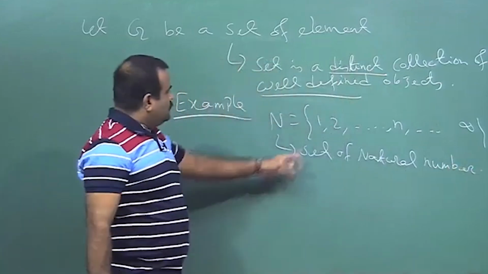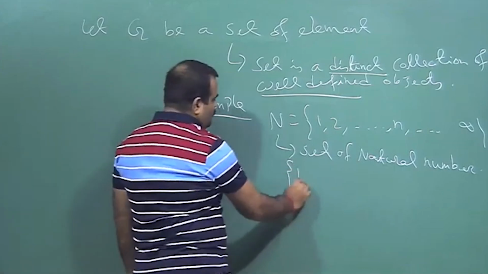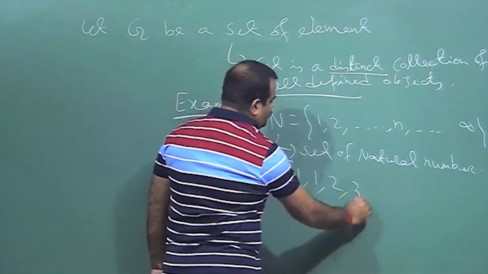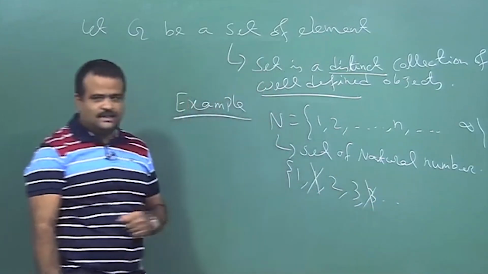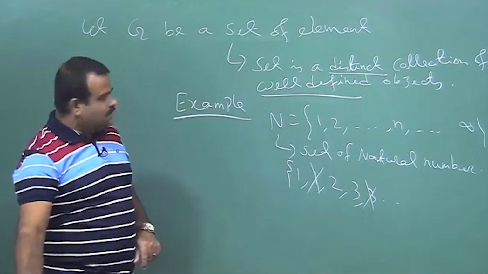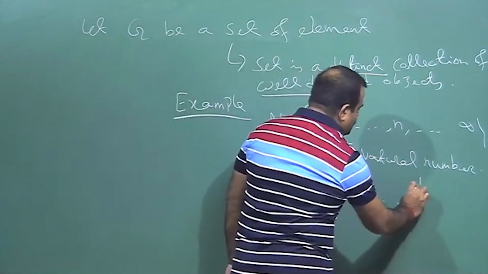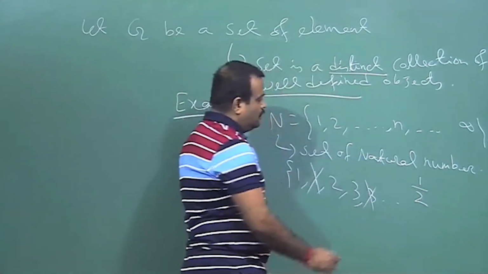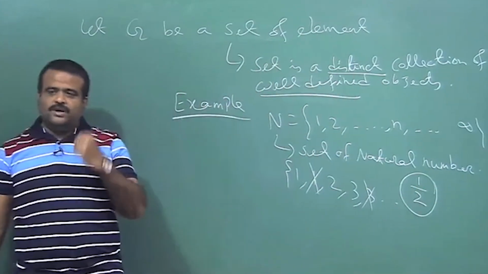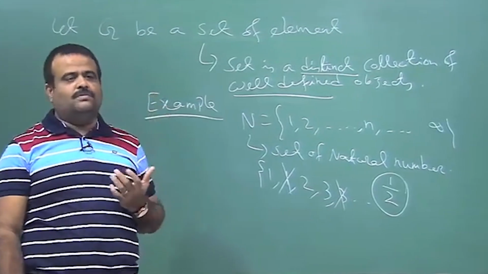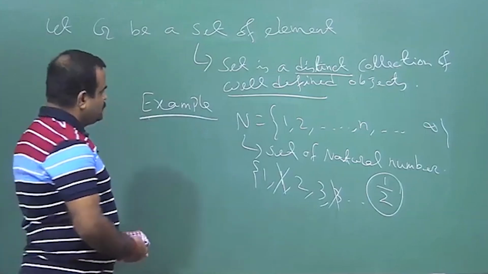Okay. Now, these are distinct elements. So, 1 is not repeated twice. So, this is not a set if we say 1, 1, 2, 3, 3 like this. This repetition is not allowed in the set. So, this is a distinct collection. Okay. And if I have this set, then whether we can say that 1 by 2 is in the set or not. So, 1 by 2 is not a natural number, so it is not in the set. In that sense it is well defined. Any element we take from the universe, we can definitely say whether that element belongs to that set or not.